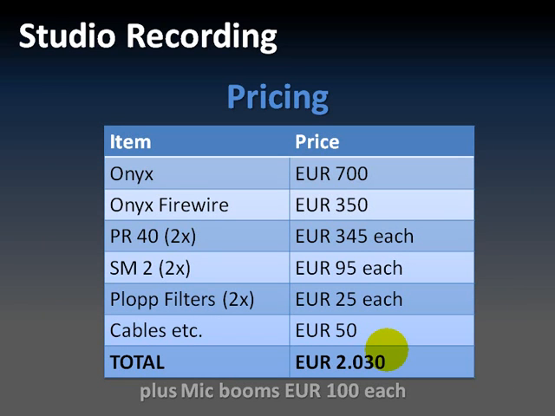Pricing, the Onyx is at 700 euros, the mixer. The Firewire adapter is at 350. The PR40s, of which you need 2 if you want to interview people, that's at 345 each. You need 2 shock mounts at 95 each, and obviously 2 plop or pop filters, 25 each, and a bunch of cables. This gives you about 2,000 euros, and if you want to use microphone booms to hold the microphones, you want to spend another 100 euros roughly each.